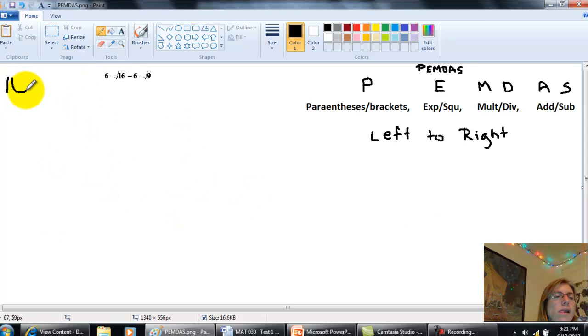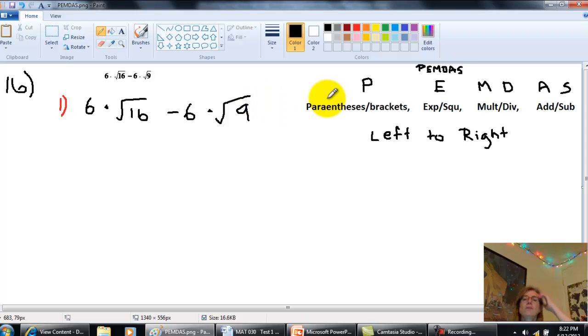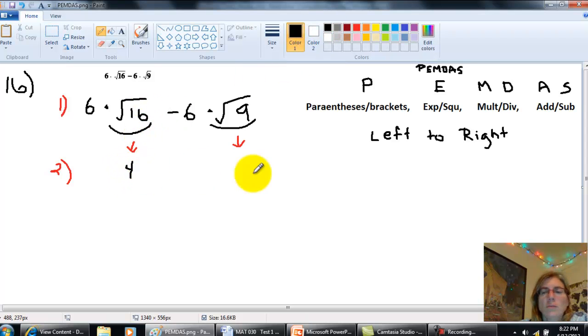Number 16. So we look at our line across and we follow the rules. Are there parentheses and brackets? No. Are there exponents and square roots? Yes. So we do those first. We work left to right, so we can do that one, and we'll do this one. We'll bring that down, we'll bring that down. And that starts to form our second horizontal line. So the answer, square root of 16, is 4, because 4 times 4 equals 16.